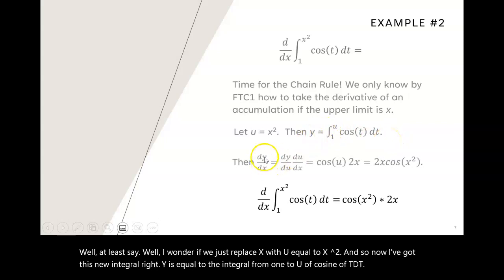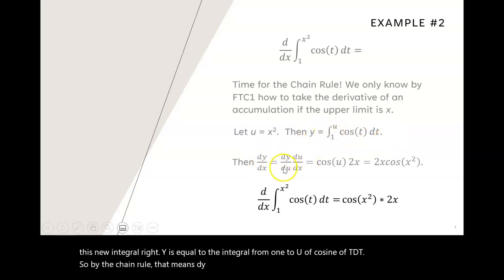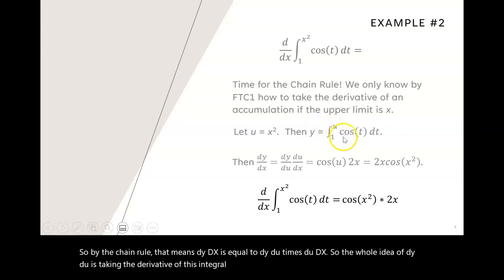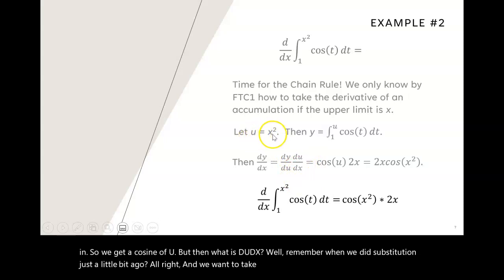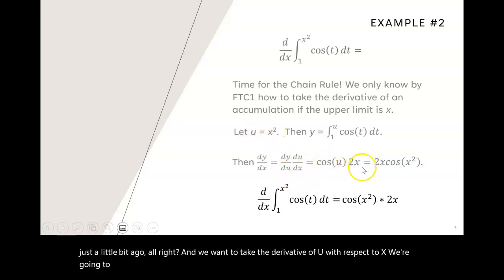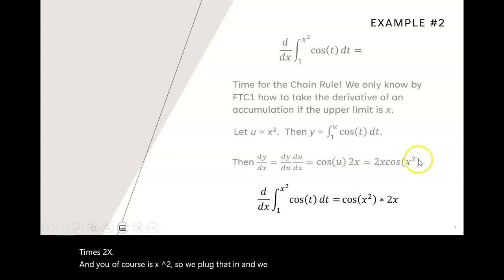So by the chain rule, that means dy dx is equal to dy du times du dx. The whole idea of dy du, taking the derivative of this integral with respect to u, is just the integrand with u plugged in. So we get a cosine of u. But then what is du dx? Well, remember when we did substitution just a little bit ago, we take the derivative of u with respect to x, and we're going to get a 2x. So overall, our derivative is cosine of u times 2x. And u, of course, is x squared, so we plug that in, and we get 2x cosine of x squared.